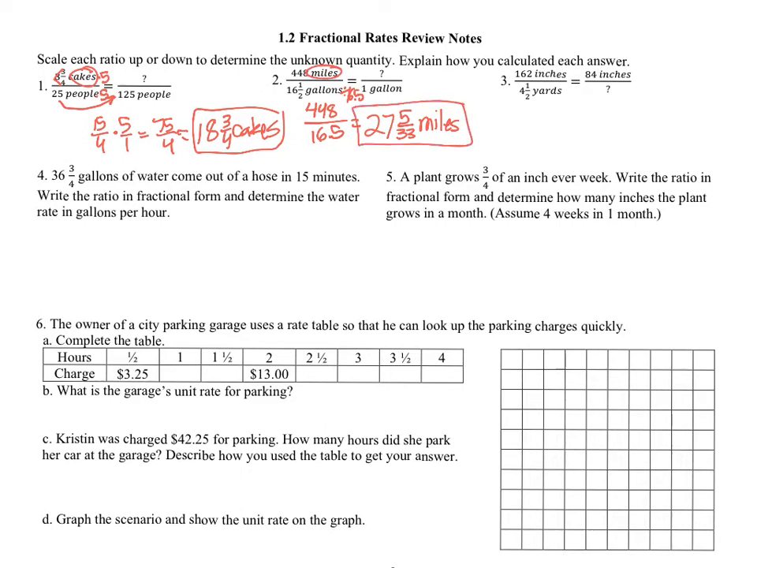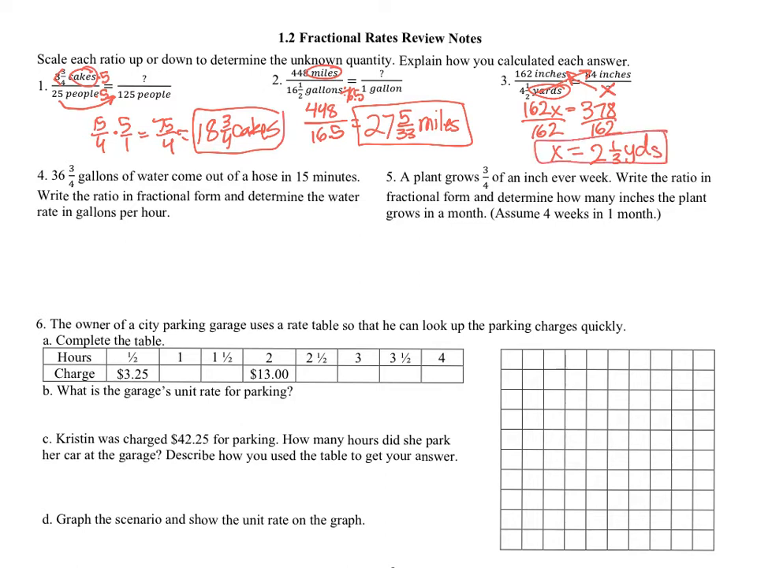And then number 3. Honestly, on this one, why don't we just put a variable right where the question mark is and then cross multiply. So 162x equals 4.5 times 84, 378, and then divide both sides by 162. So x equals 2 1/3, and we need our units, yards.